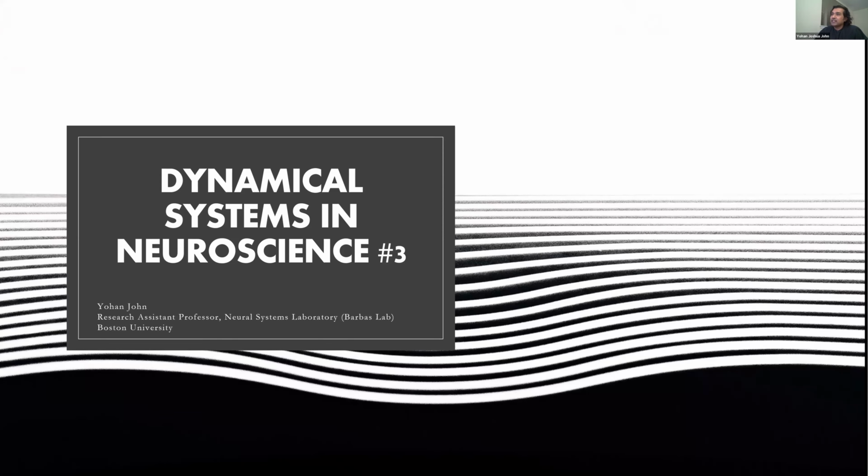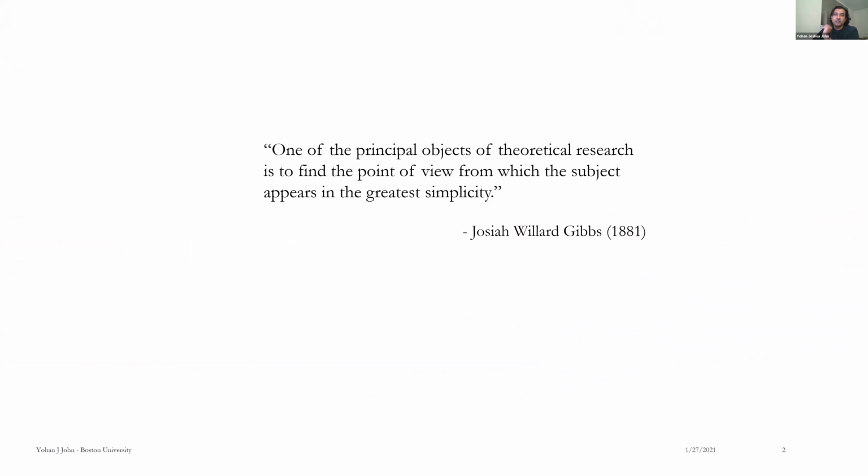So I'm just going to dive into this discussion, and based on some stuff that I was talking to Kale about last week, I thought it would be good to really make sure that we're clear on what every graph that we might look at is. Some of you, the physics background people, would have seen this quote before, but I really like it. It's the idea that the principal object of theoretical research, or one of them, is to find the point of view from which the subject appears in the greatest simplicity.